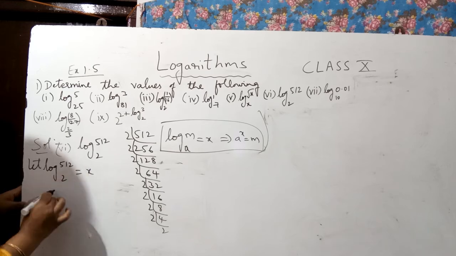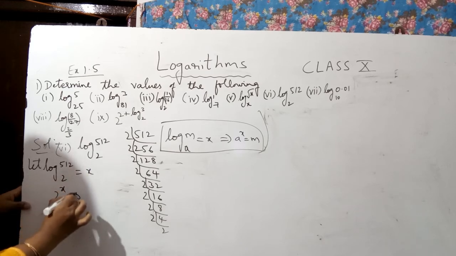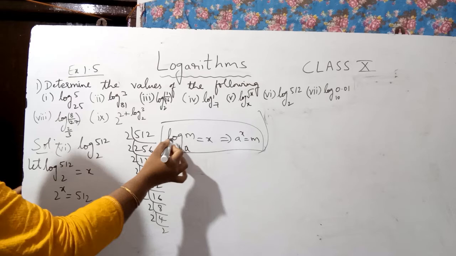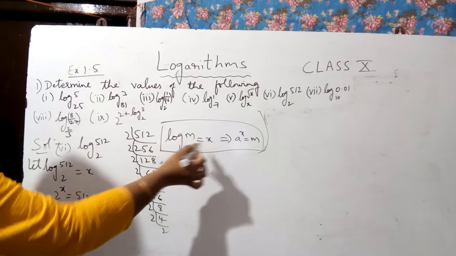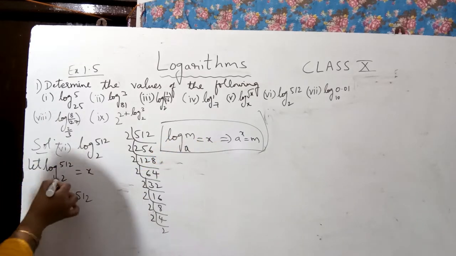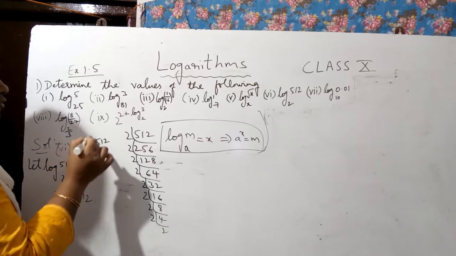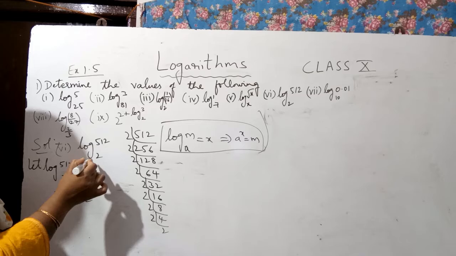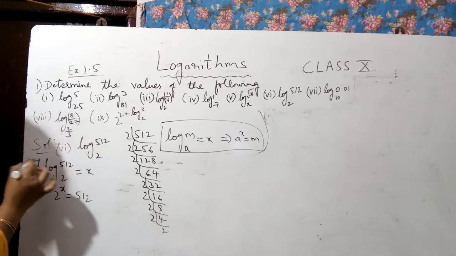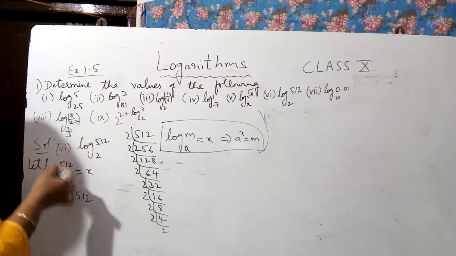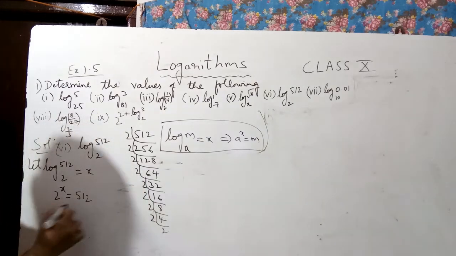So what can you write? 2 power x is equal to 512, applying the same formula. When you have log m base a is equal to x, you can write a power x is equal to m. So I can write 2 power x is equal to 512. Here I have to find the value of log 512 base 2. I don't know its value, so I am taking this value to be x and applying this formula. Now 2 power x is equal to 512.